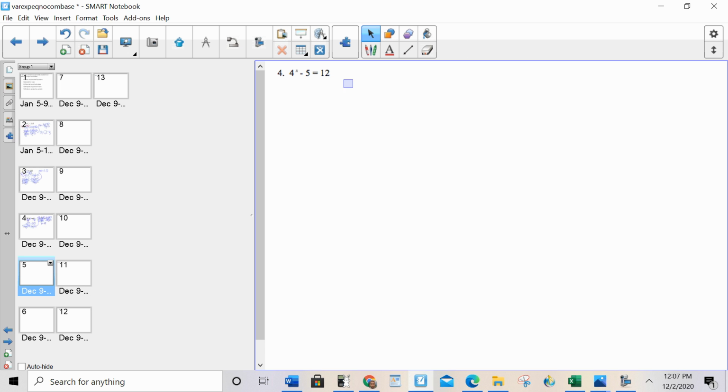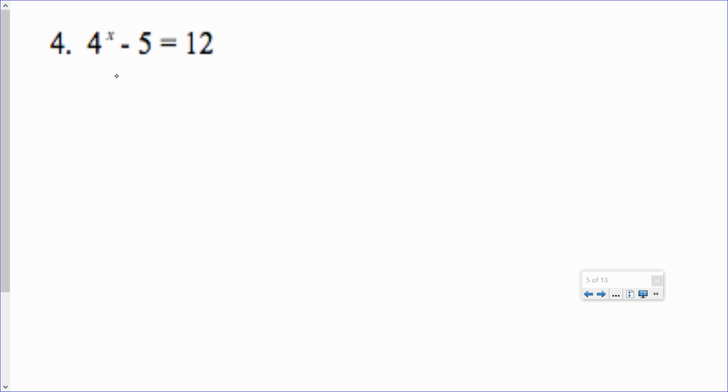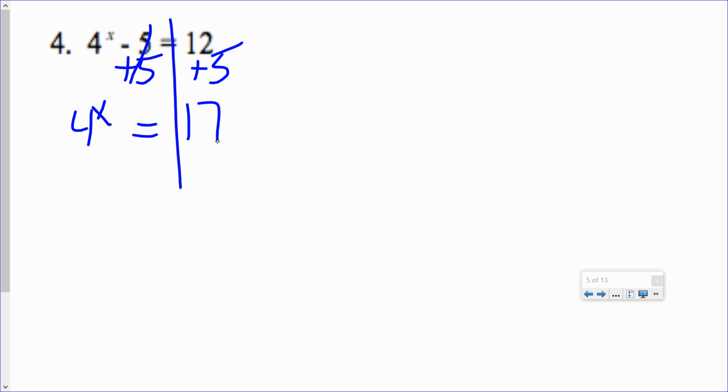Number 4, my first step is to isolate the base. I just want a number to a power on one side. I don't have that. I have the minus 5. So to isolate the base in this case, I'm going to have to add 5 to both sides. I get 4 to the x equals 17.